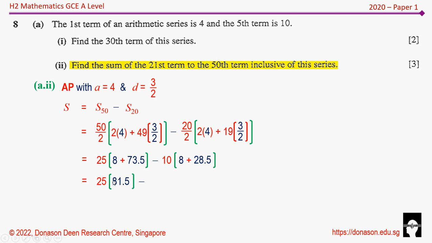8 plus 73.5 is going to give you a total of 81.5, and 8 plus 28.5, if you add up, it's going to be 36.5, and we can now multiply by the number outside the bracket, which is 25 times 81.5. That would be 2037.5, which is basically the sum of the first 50 terms of this sequence, and 10 times 36.5 is 365, and let's perform the subtraction, and what you're going to have is 1672.5, the sum of all the terms from the 21st term right up to the 40th term of this particular series.